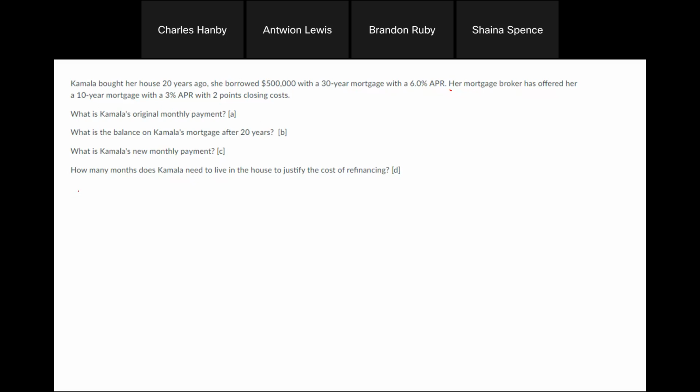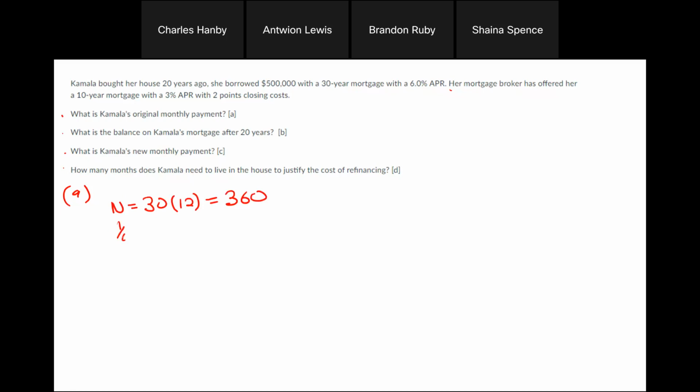The first thing, and this is set up to take you through the process of analyzing the refinancing, is that we're going to calculate how long she needs to live in the house to recoup the costs. So the original mortgage is 30 years monthly, so 30 times 12, 360.